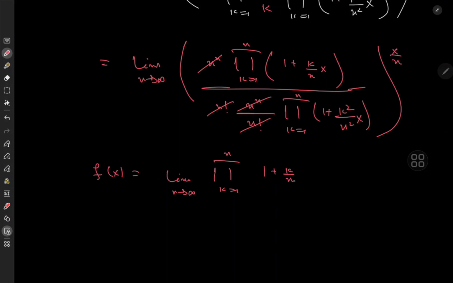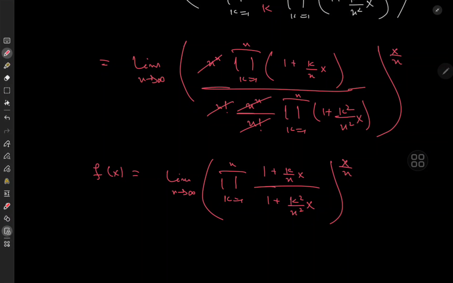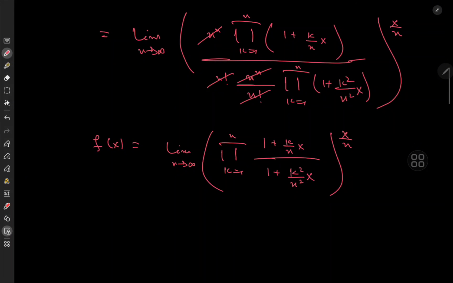So I have 1 plus k over n times x over 1 plus k squared, sorry about that, k squared over n squared times x. And of course, again, the whole thing is just being raised to some exponent that is not going away. So we need to do something about it. And here's the cool thing. We need to do something about the exponent, but we can also turn this finite product, it's a finite product, although the limit is, I mean, n is going to infinity. So technically this is an infinite product, but we can turn this product into a sum by using logarithms.